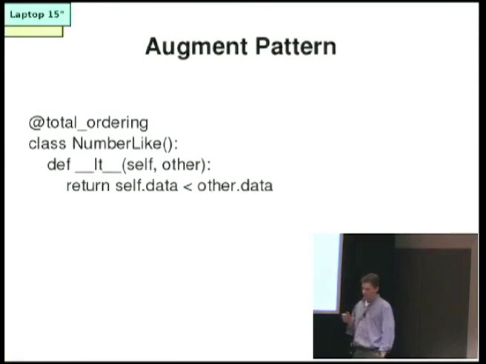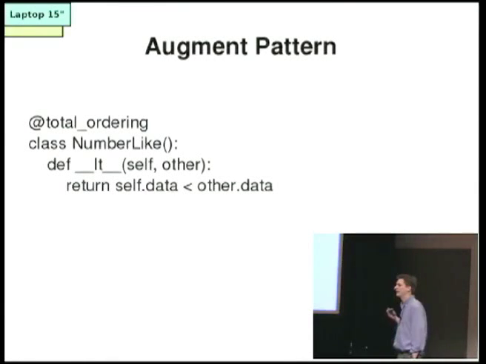Augment pattern. This one actually came out of PyCon UK. Raymond Hettinger dared someone to write a new and useful class decorator, and this is what some of the guys came up with. The implementation will be later. So total ordering takes any class that defines less than or an equivalent method. Once you have less than, you can define equals, not equals, greater than, all the other methods. So all this does is whip through and use less than to make all other comparisons valid.